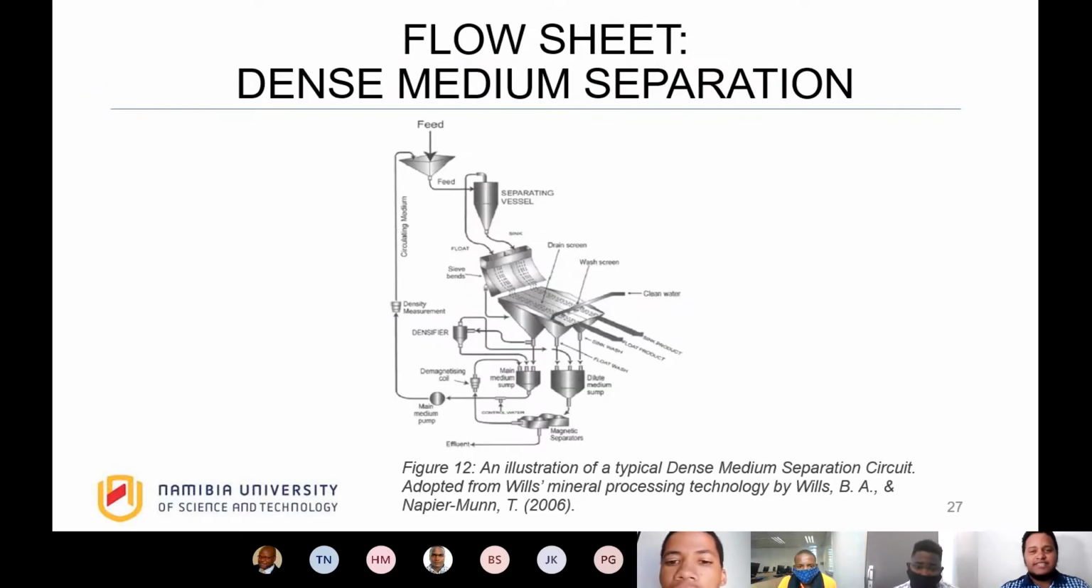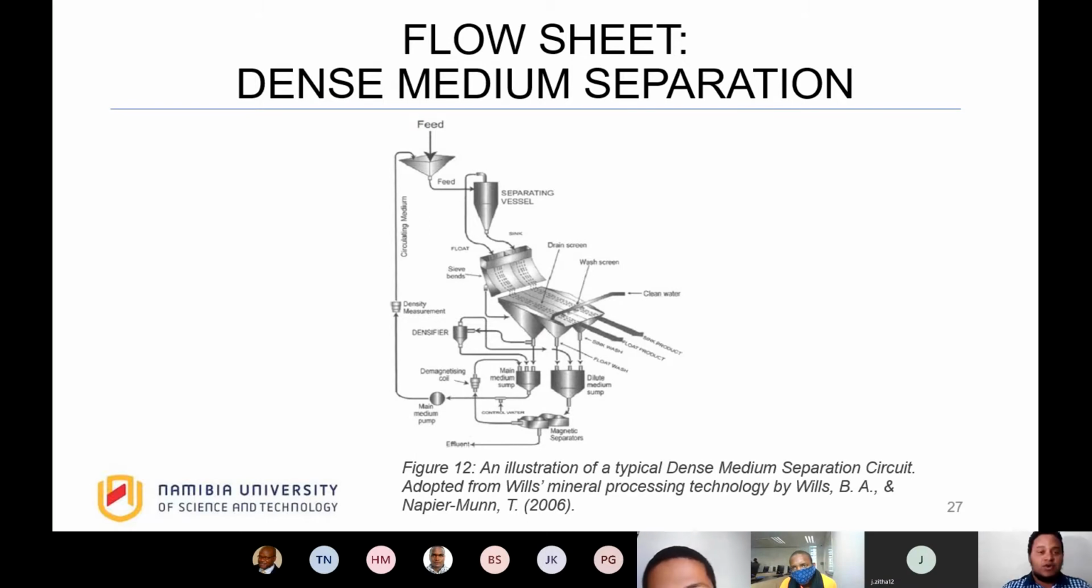Okay, so for the dense medium separation, this is a simplified illustration of the diamond separation process that we will be using for the DMS circuit. Please bear with me as this is a very loaded flow sheet. As you can see, I indicated in orange the flow of your diamond material.